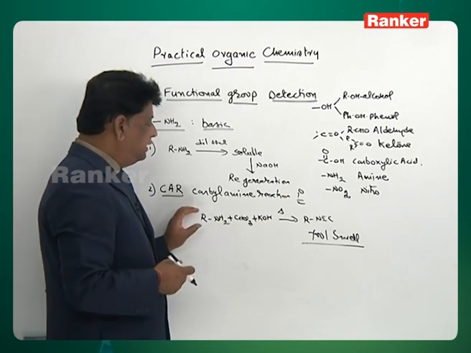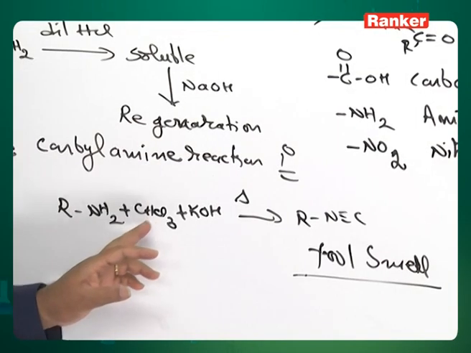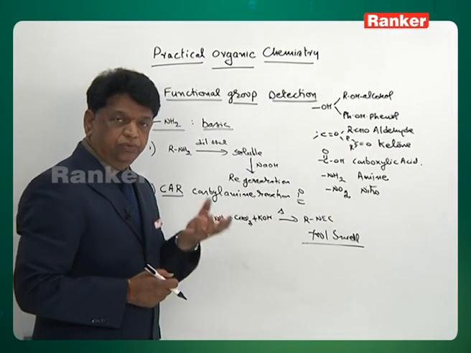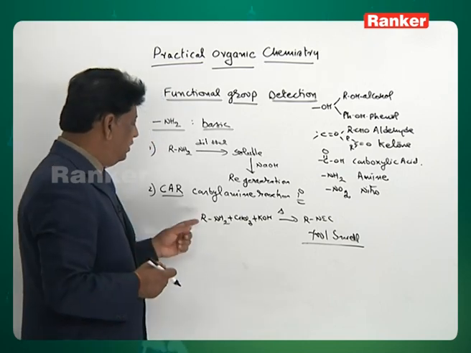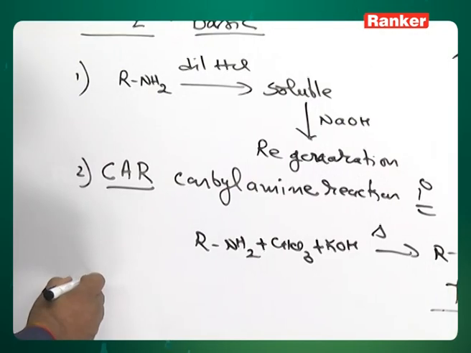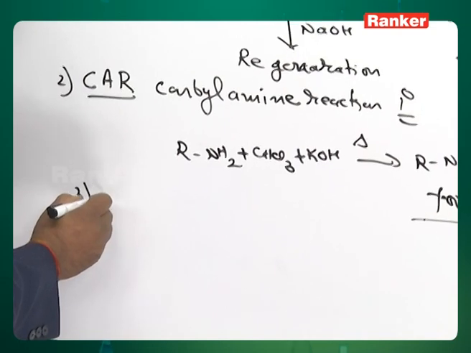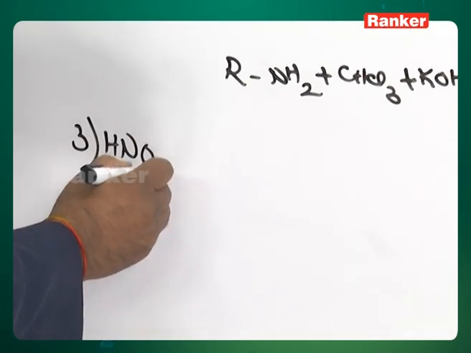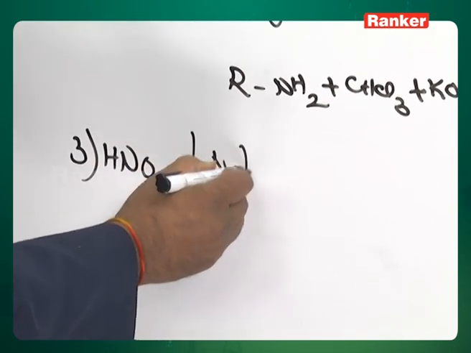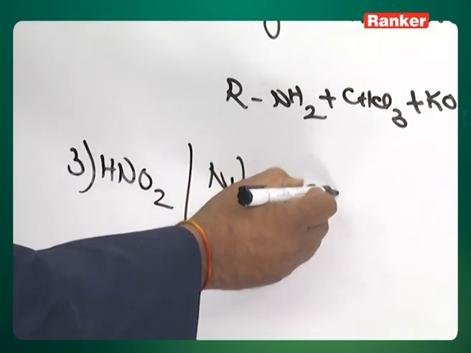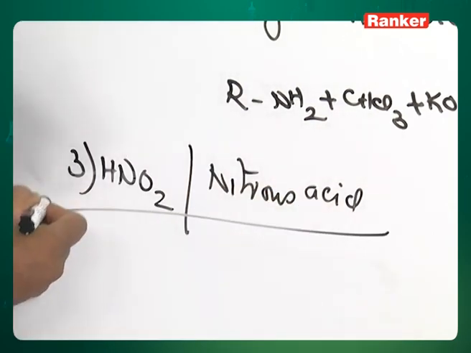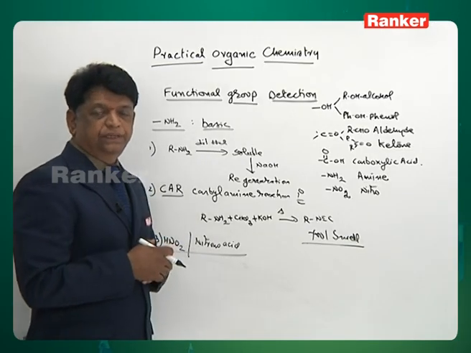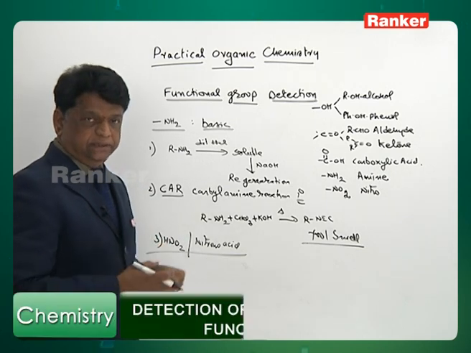So, 1 degree amines can be tested with a mixture of chloroform and KOH, boiled. Isocyanide formation gives this foul smell. This becomes a very good test. However, there is another reaction with NaNO2 or HNO2, in fact HNO2, nitrous acid. Nitrous acid has a slightly complicated reaction with different types of amines. Within the amines also the reaction differs.